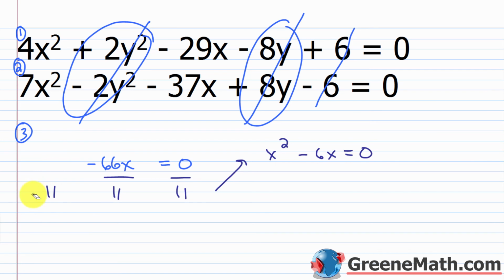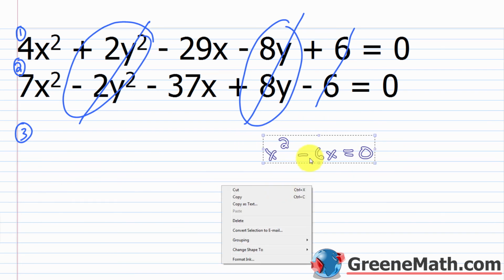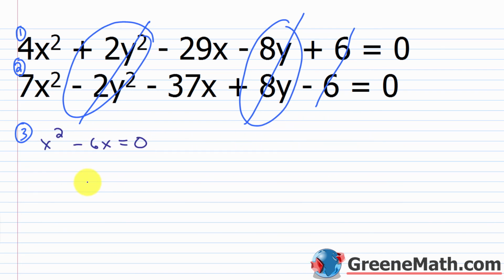So let me erase this, and I'll slide this over. Of course, we can solve this by factoring. If I factor out an x, I'll have x minus 6 inside the parentheses. We set this equal to 0, and we say that x could be 0, or x could be what? If I set x minus 6 equal to 0, I know the solution would be positive 6. So x could be 0, or x could be 6.